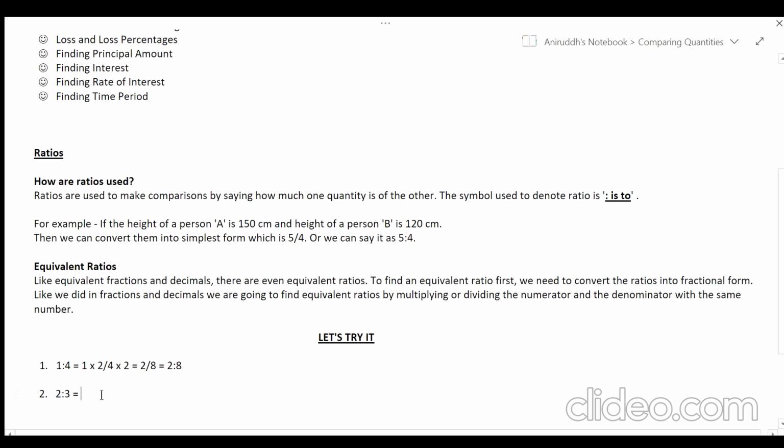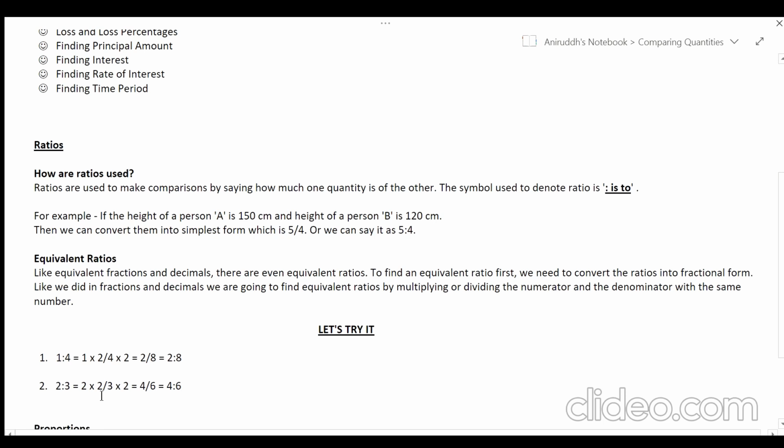Now another example, 2:3. This also we will multiply both the numbers with 2. 2 multiplied by 2 by 3 multiplied by 2 will give us 4 by 6. In ratio we write it as 4:6. So 4:6 is an equivalent ratio of 2:3.